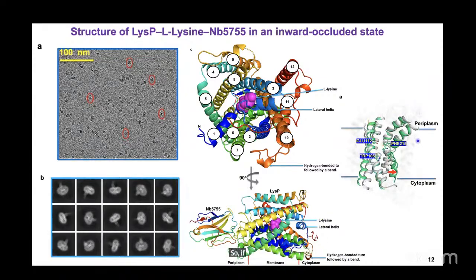So if you overlay the AlphaFold, which is in gray, and this structure, which is in green, you will see that there is movement of these helices here, which are helices 1A and 6B. So which means the protein is already open into the cytosol, ready to release the substrate.